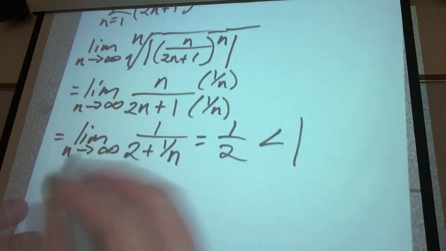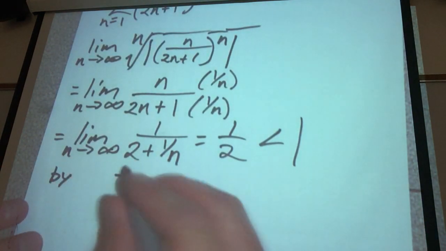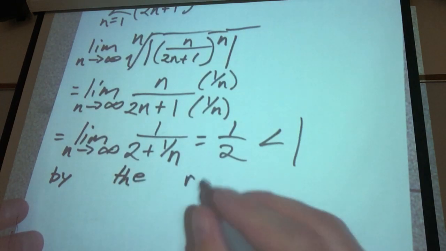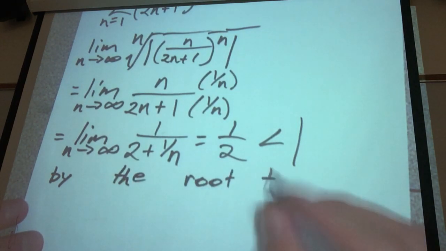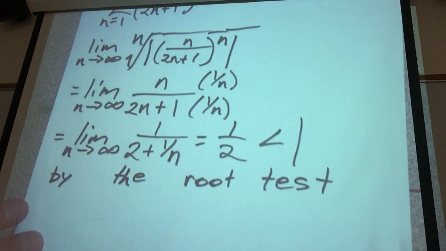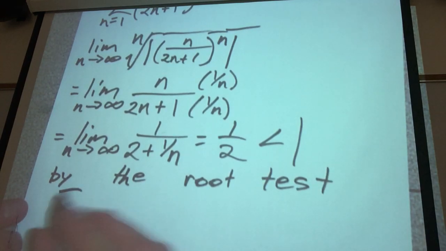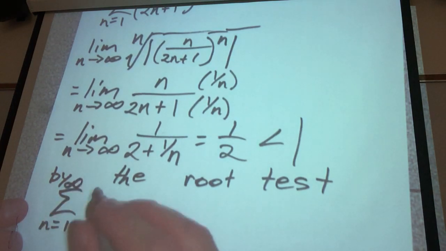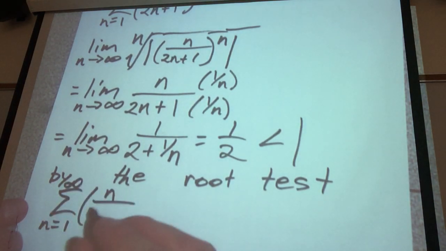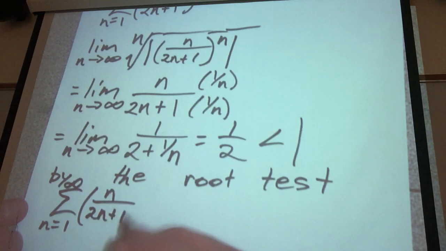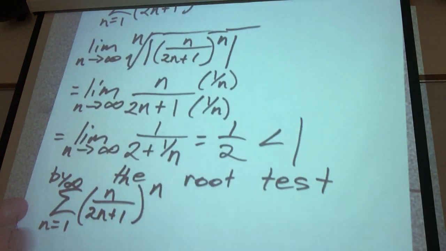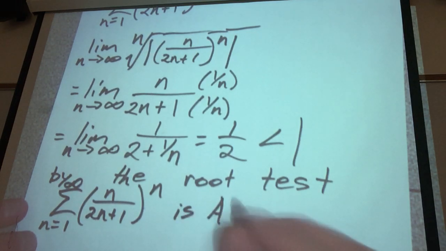So, by the root test, the sum n which equals 1 to infinity of n divided by 2n plus 1 raised to the nth power is absolutely convergent.